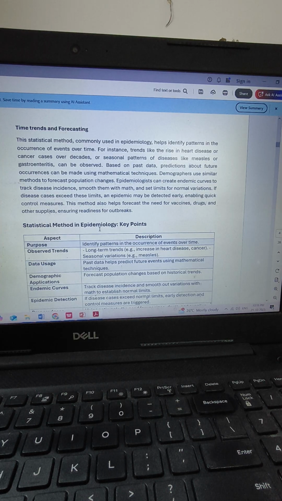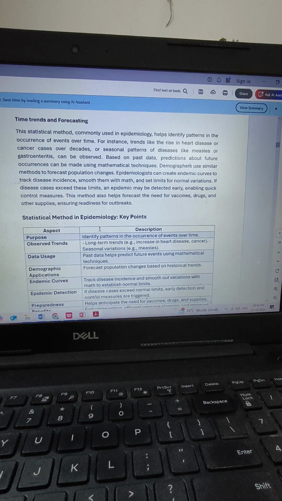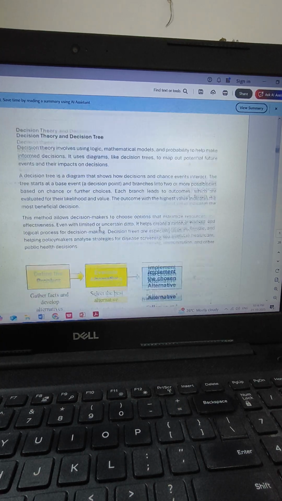So demographers use similar methods to forecast population changes. We see in the news, right? India is going to cross like 8 billion, and the older population, or the geriatric population, is going to be on a rise. So how do demographers say all that? Because they have time trends and forecasting done already, so they will have specific data to talk about it. Yep. So I'm hoping that this is cleared out.